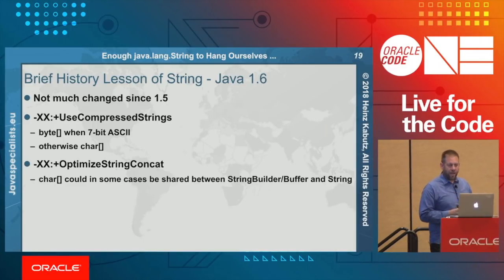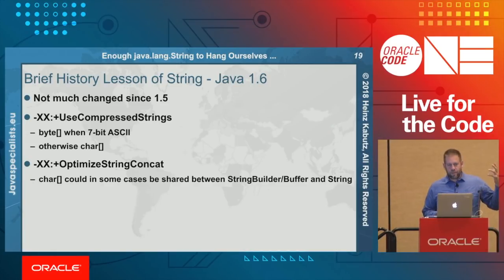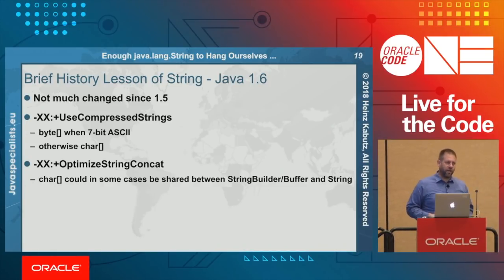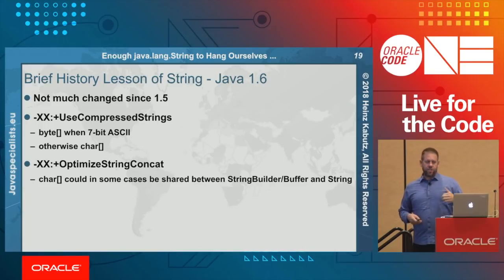Anyway. The other thing, which was even more significant, was optimized string concat, which they added in Java 6.